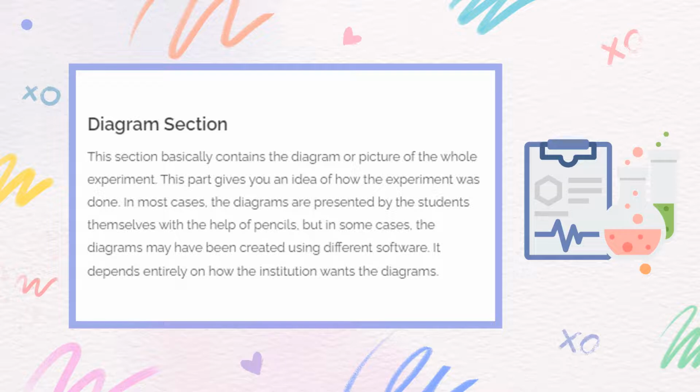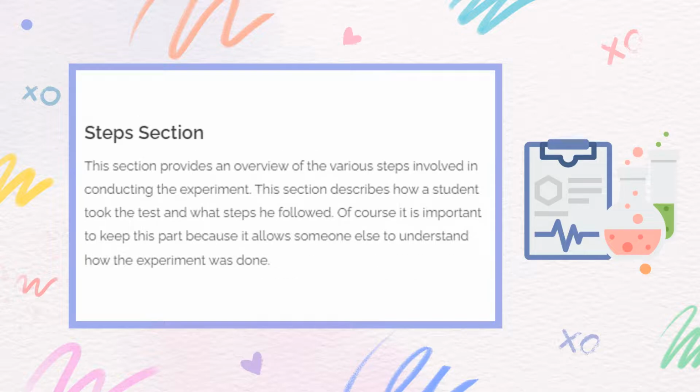In most cases, the diagrams are presented by the students themselves with the help of pencils. But in some cases, the diagrams may have been created using different software. It depends entirely on how the institution wants the diagrams. Steps section. This section provides an overview of the various steps involved in conducting the experiment. This section describes how a student took the test and what steps he followed. Of course, it is important to keep this part because it allows someone else to understand how the experiment was done.